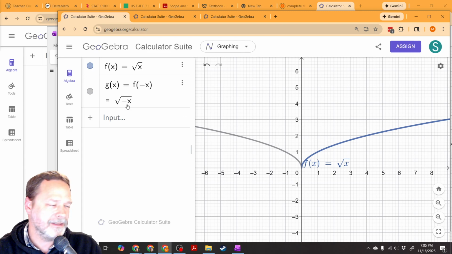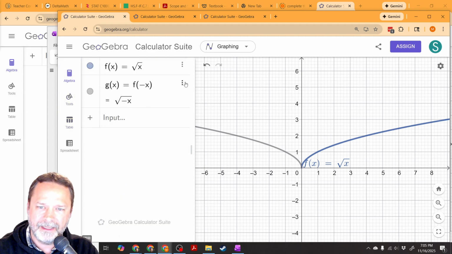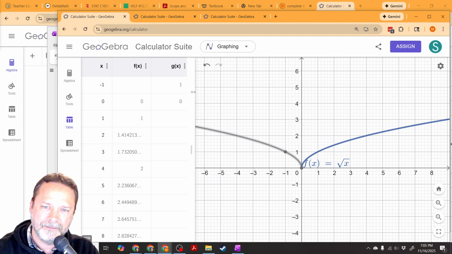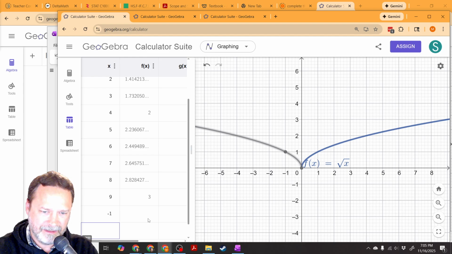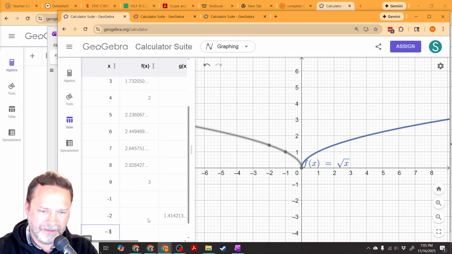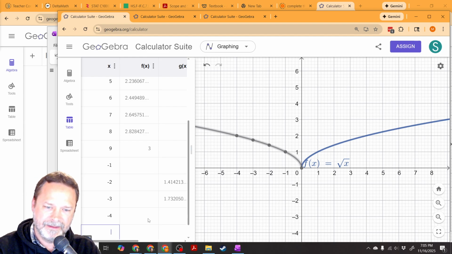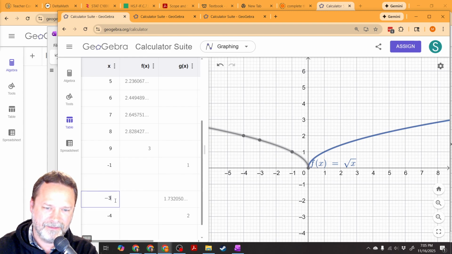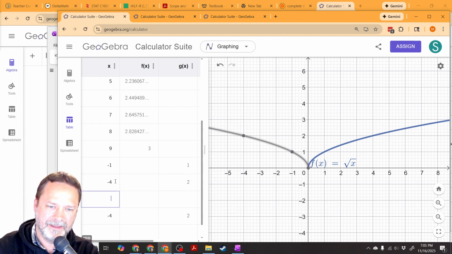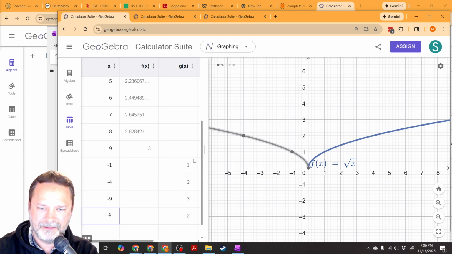And it makes sense. We're messing with our x values, so it's going to flip over the y-axis. And again, we can look at the table if we like. Maybe that'll help. Here we don't have a lot of negative values in our table, but let's go ahead and put some in here. Negative 1, negative 4, negative 9. There. Right, we got these values.